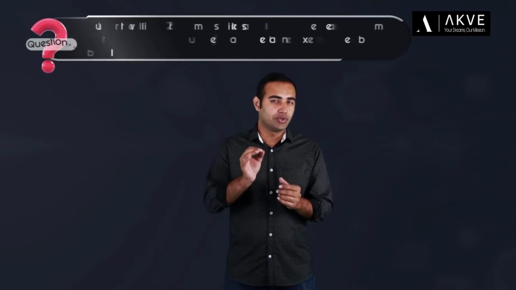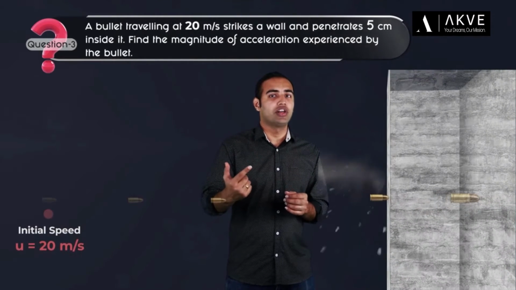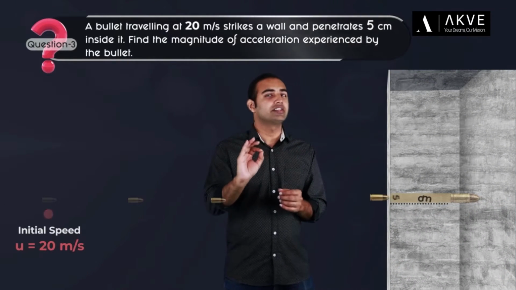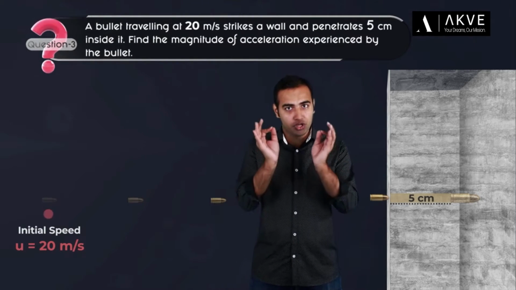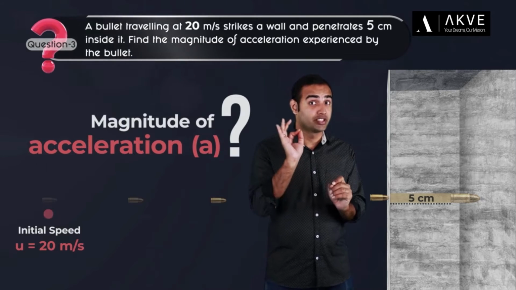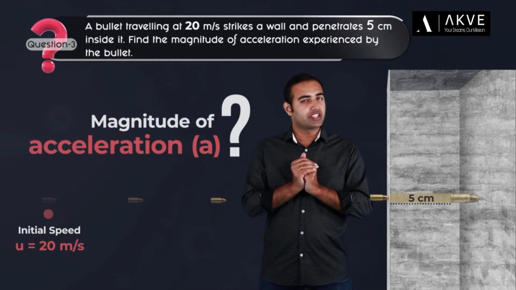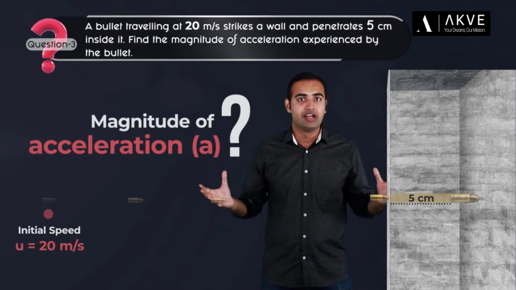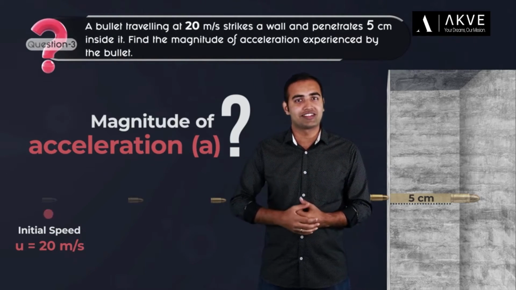Great then. Let's move on to the third problem now, which is also the last problem for this video. So the problem says that a bullet traveling at a speed of 20 meters per second strikes a wall and penetrates 5 centimeters deep inside it. You are supposed to find the magnitude of acceleration experienced by the bullet while it penetrated the wall. The problem once again is pretty simply worded, and its solution is also easy. So you go ahead and try to find the right answer.